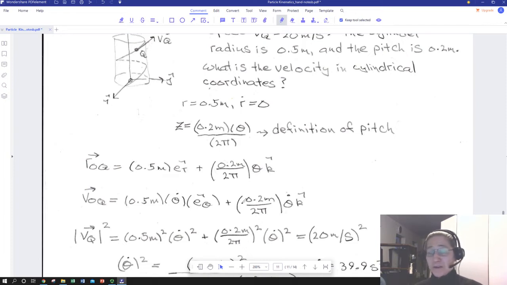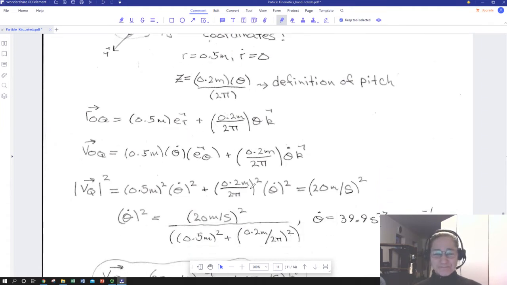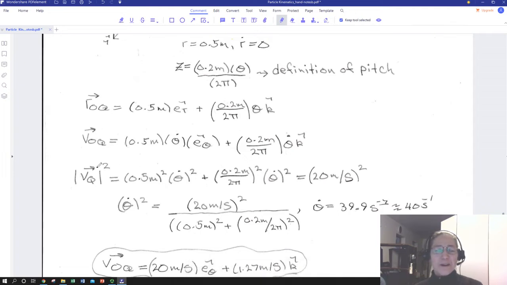Oh, magnitude of a vector, we can just Pythagorean the magnitude of its 2 components. Meaning we can square them, add them, and take the square root. Apply the Pythagorean theorem. So the speed squared is just going to be the sum of the squares of the magnitudes of our 2 vector components, which is the one in the theta hat direction and the one in the k hat direction, which are the only 2 components we have of velocity.